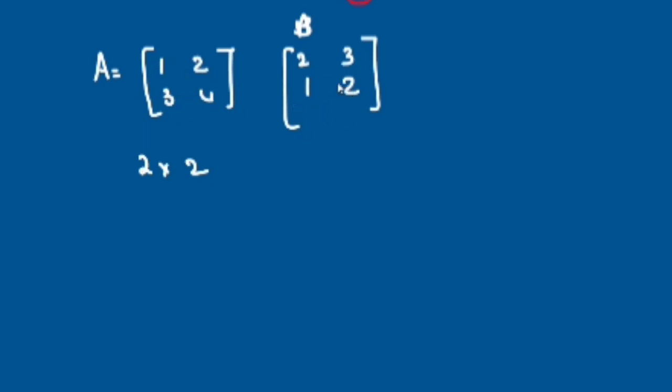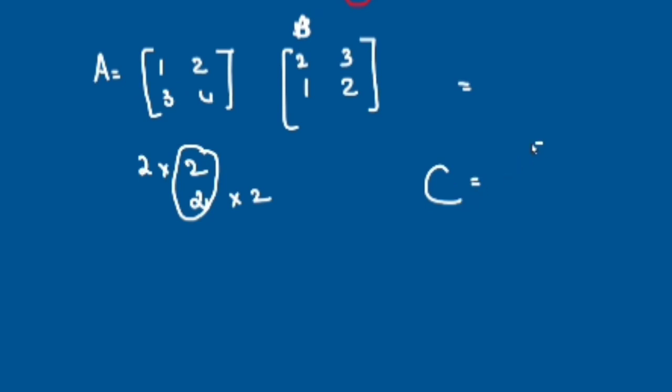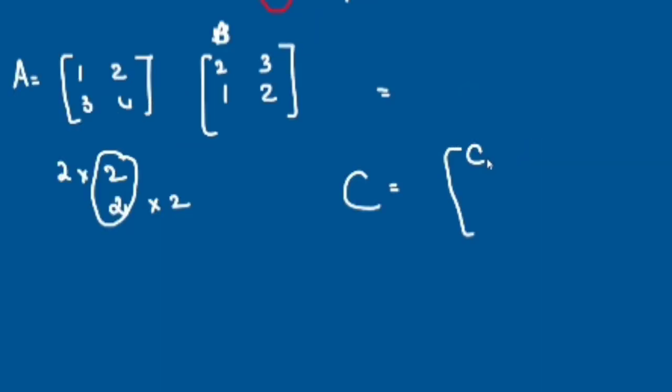What is the order of the matrix B? That is also 2 by 2. So these two are equal. We have to check this always. Now what is the product matrix? It is of order 2 by 2. It is again a square matrix. Now let us write the structure of the product matrix. The product matrix we write as C: C11, C12, C21, C22.